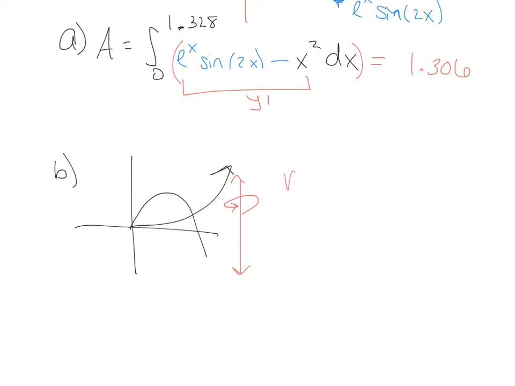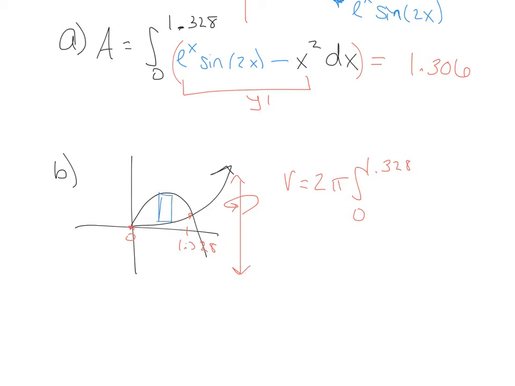When I do vertical, I want to use the shell method. And I'm going to go from 0 to 1.328. Again, with the shell method, you're using the x bounds, the same way as you would for the volume. So I need to figure out my radius and my height to use the shell method. My radius is my distance from the axis of rotation.